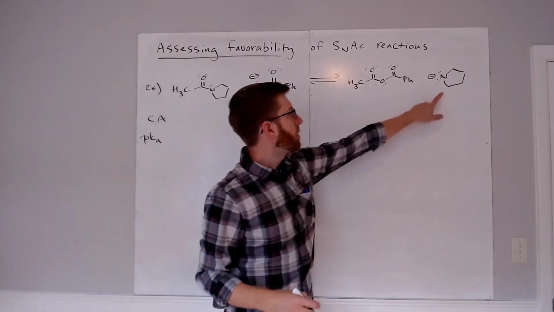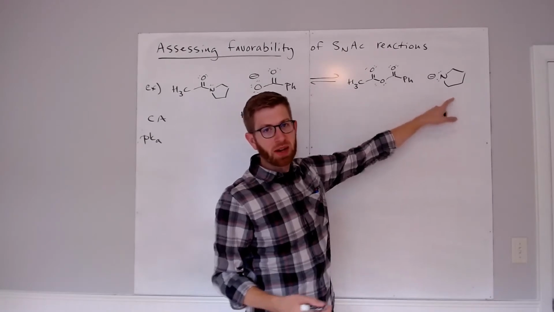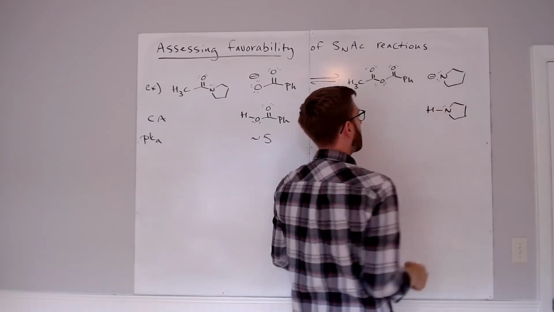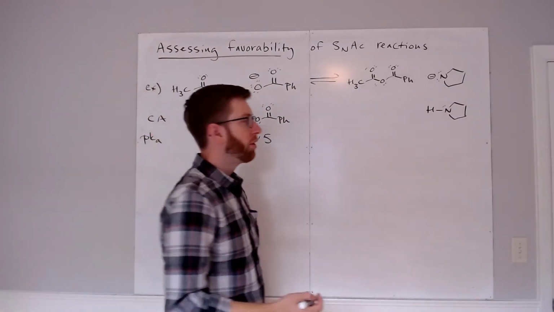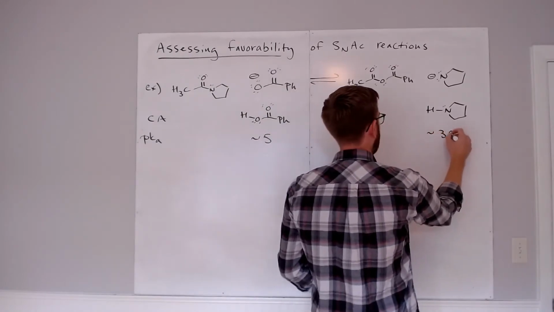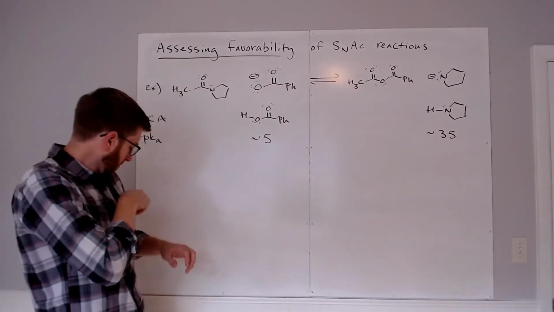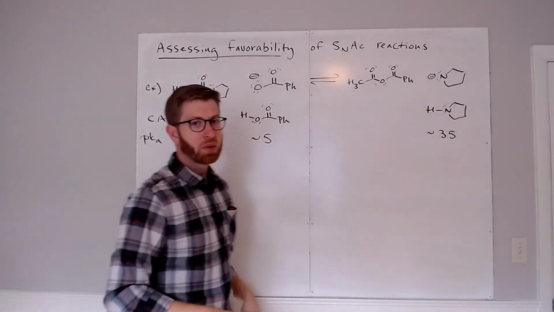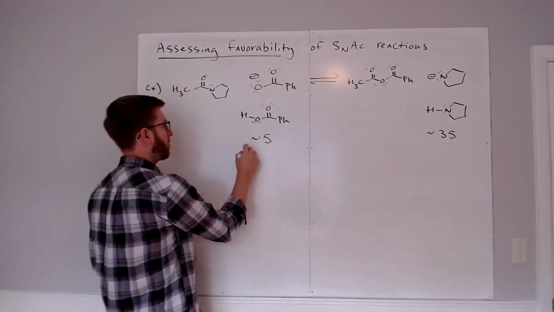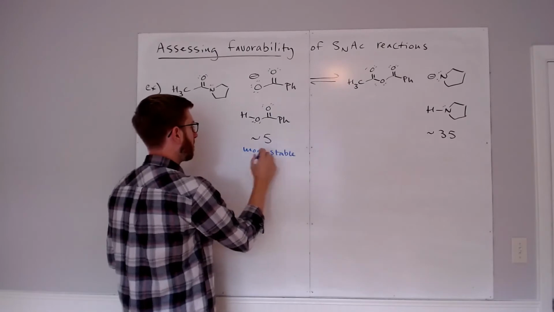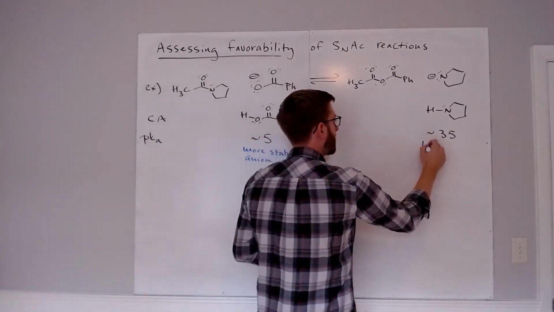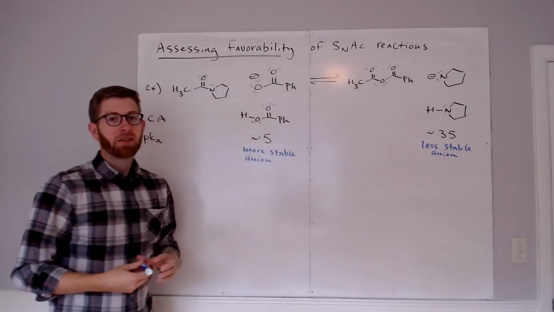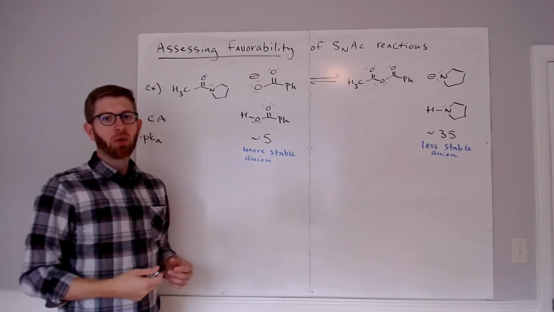And then I can do the same thing with this compound here. I don't have a lot of choices. I'm probably going to protonate the nitrogen. So I will have a compound that looks like this. This is an amine, so somewhere around 35 would be the pKa. And that tells me something really important. This anion is apparently much more stable than this one. That's what the pKas are indicating. So more stable anion. This is my less stable anion.